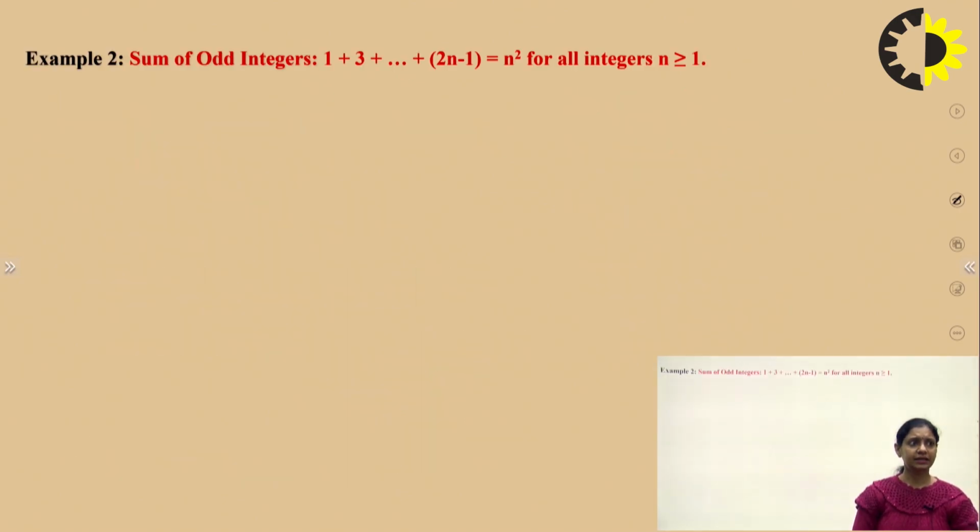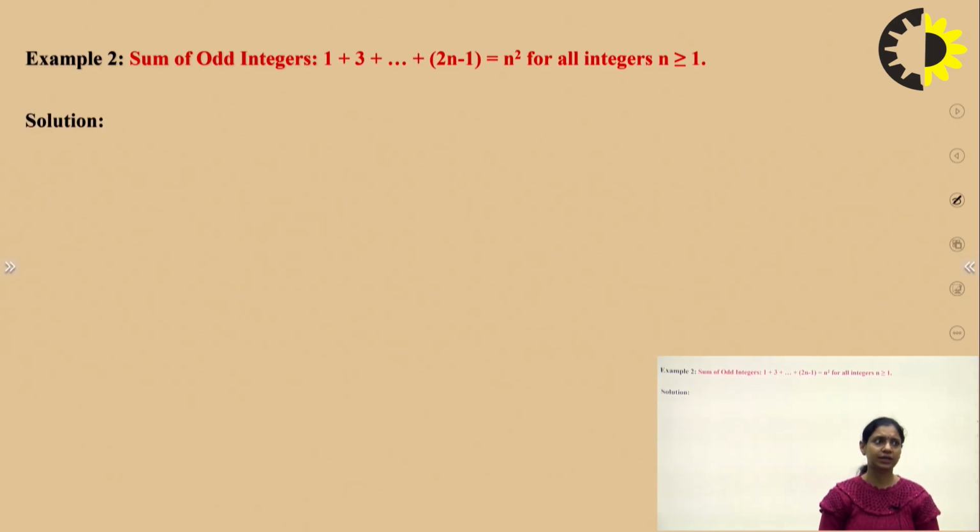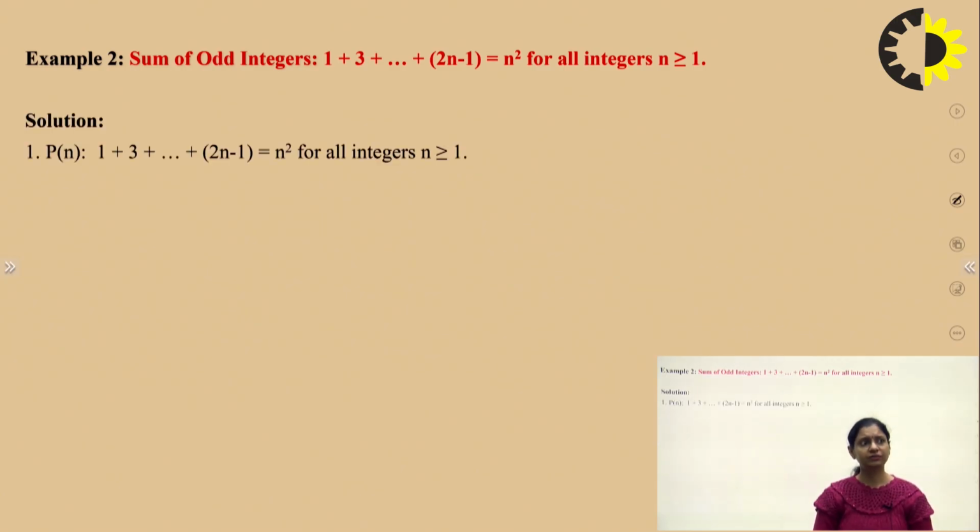Let's take another example where we have the sum of odd integers, that is 1 plus 3 till 2n minus 1 is equal to n square. So we'll first assume it for the base case, we'll assume it for Pn. So Pn is the same statement for all integers n greater than or equal to 1.